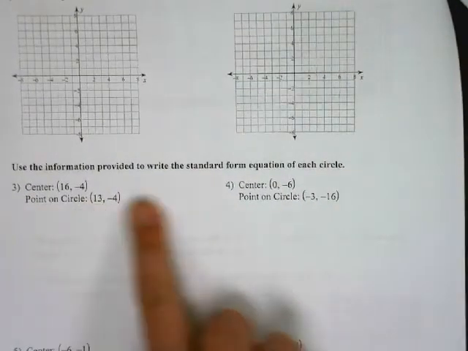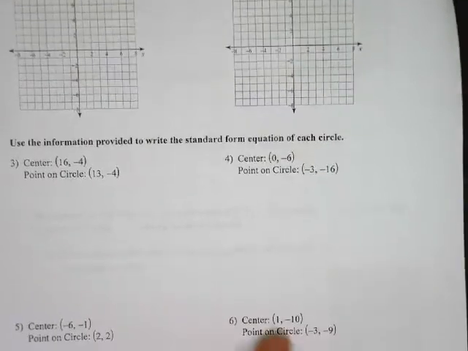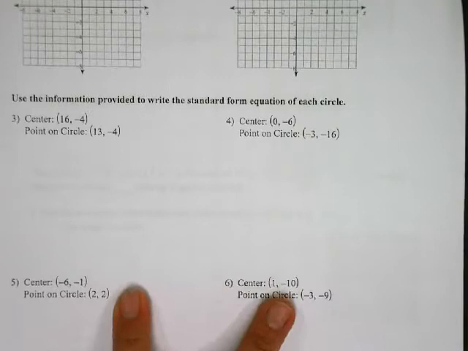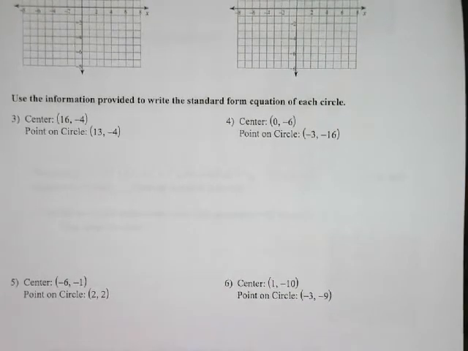Number 3, 4, 5, and 6. It tells you the center and then it gives you a point on the circle. So you're going to have to do the distance formula to find the radius and then plug it into your equation.